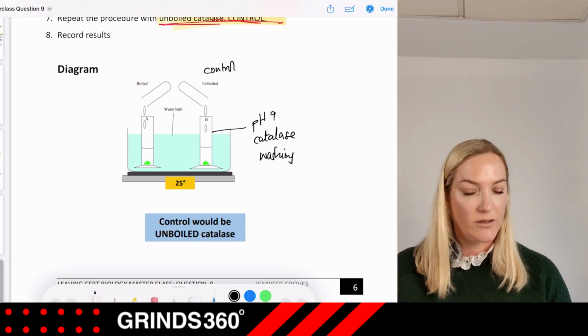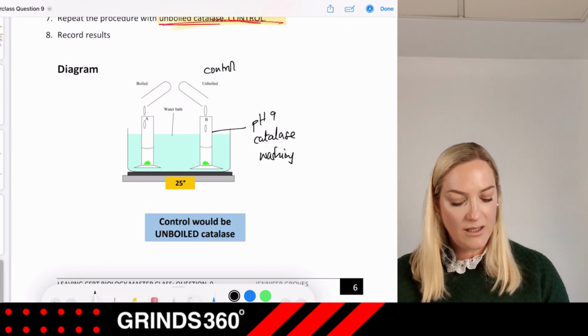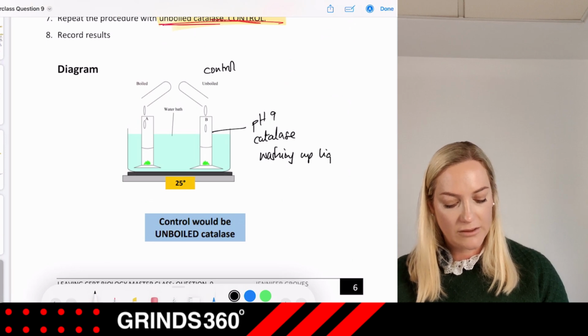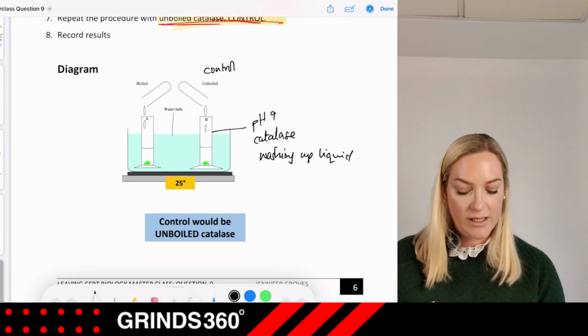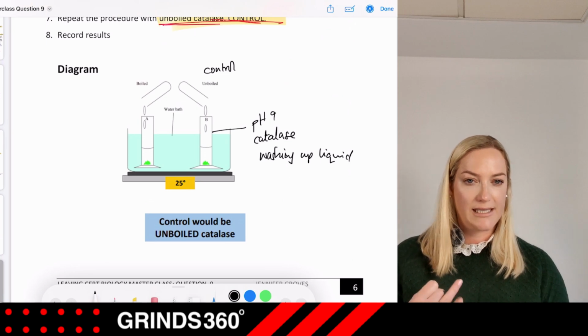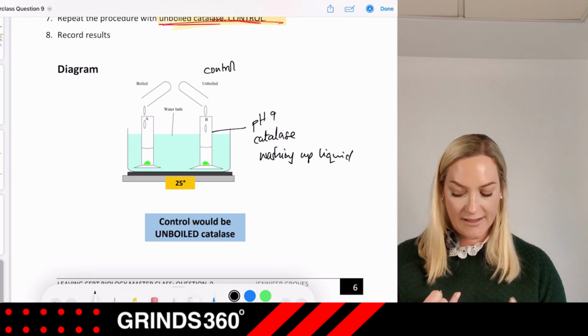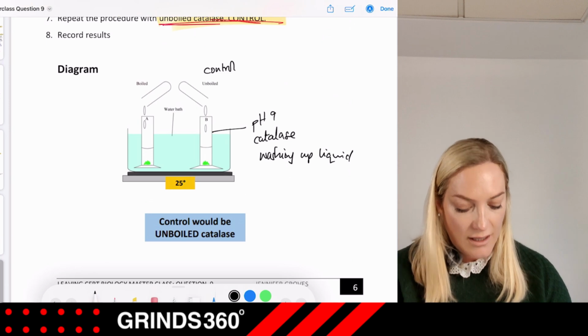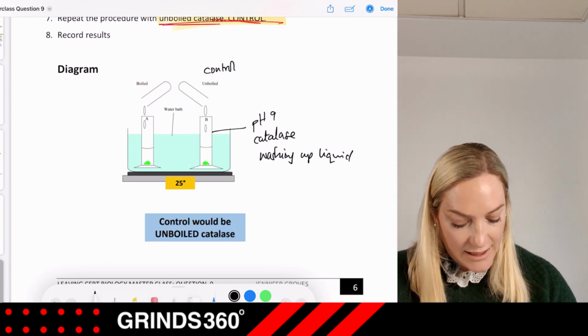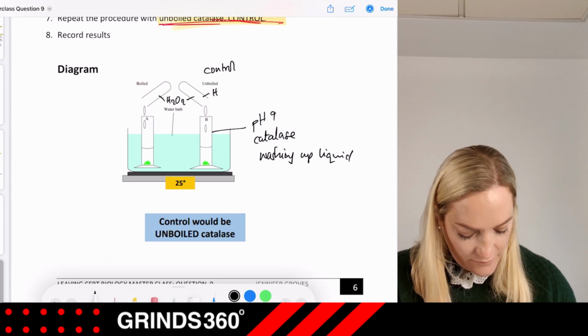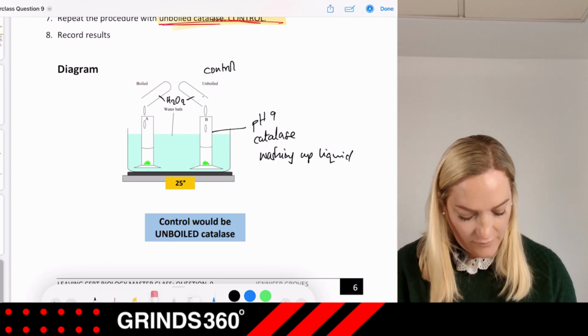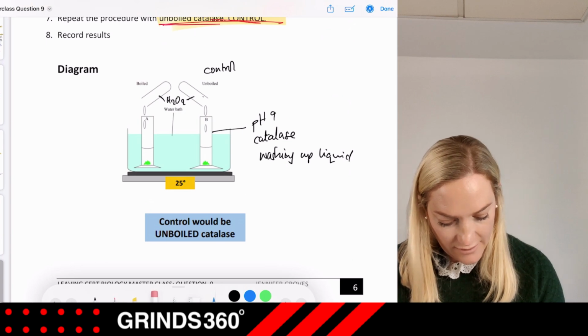pH 9, because we've already found out it's the optimum pH. 25 degrees, because we've already found out it's the optimum temperature for this enzyme activity. And what's added in here looks like this, this is your hydrogen peroxide. And I'm just going to label this graduated cylinder.